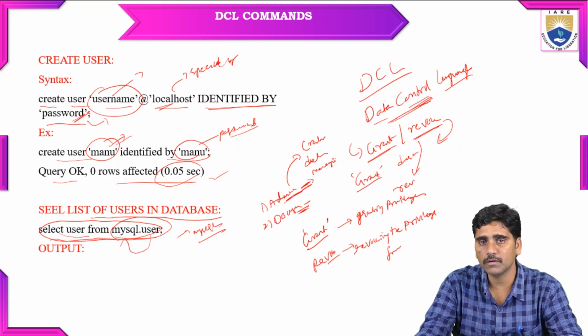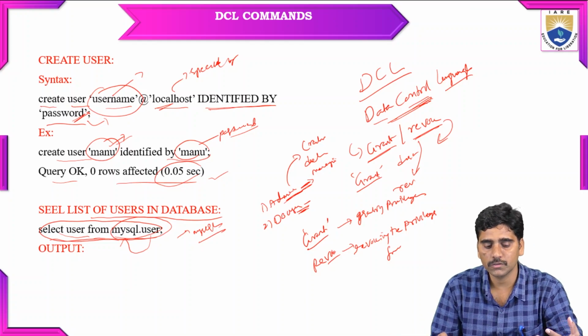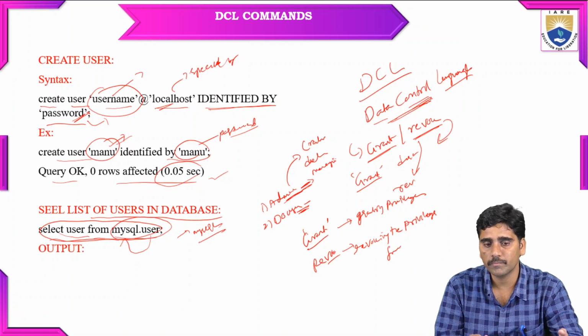So to the user, we need to specify the privileges. What type of privileges are we going to assign? To do that, we have to create a user. So how to create the user? Create user username@localhost identified by password. For example, create user Manu identified by password Manu. So now the user is created.